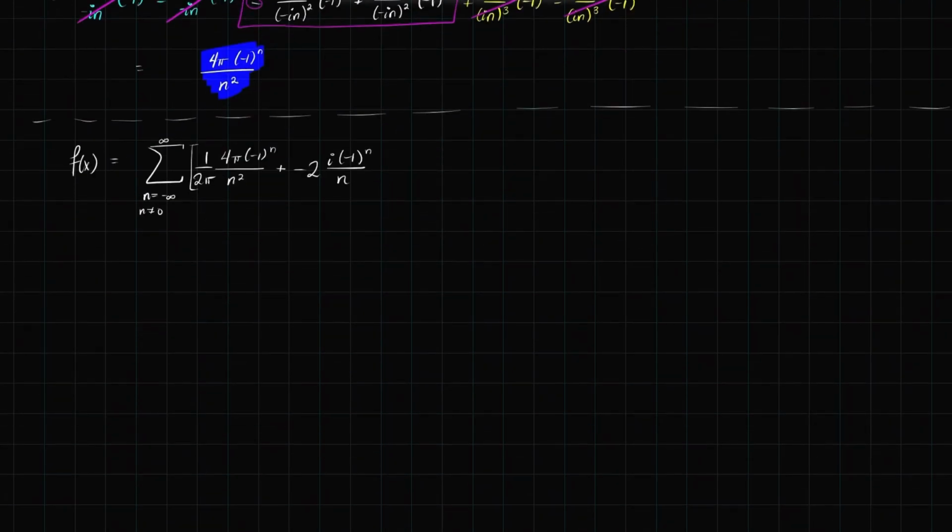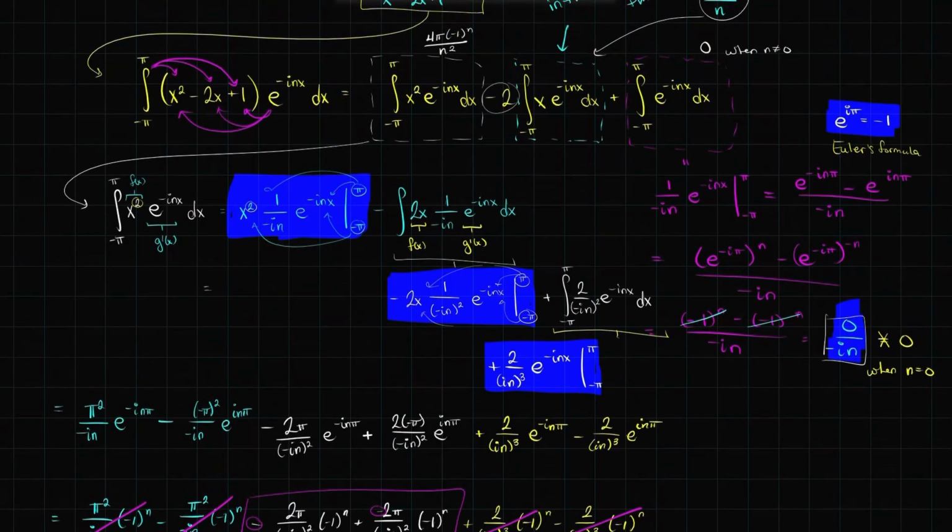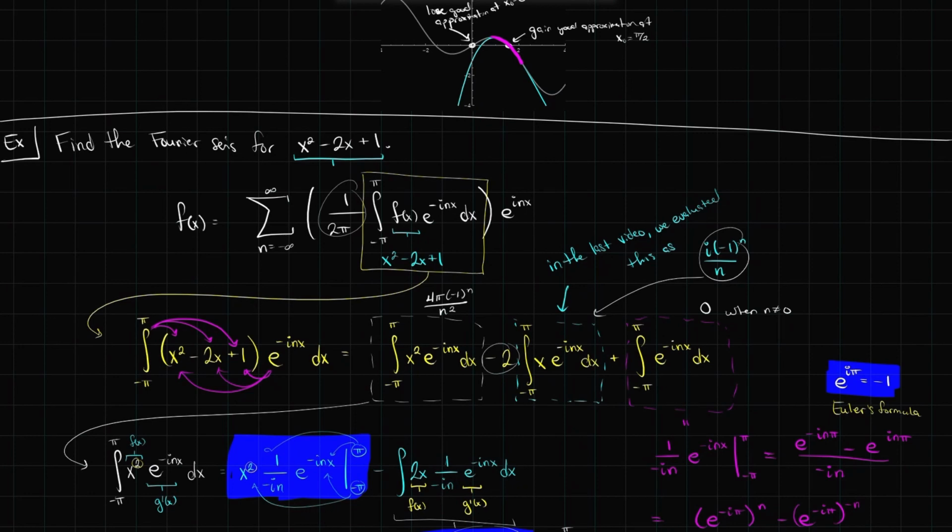Therefore, we have this times e to the i n x, and then we do need to add the term when n is equal to 0. And what should that term look like? Well, let's scroll up to here and notice that in the case when n is 0, these exponentials are both equal to 1. And so the n equals 0 case is actually fairly straightforward to compute.